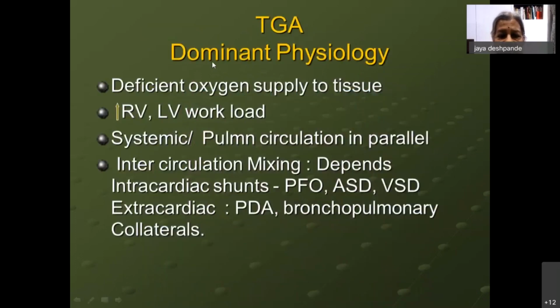Now, what is the physiology in transposition of great vessels? There is deficient oxygen supply to the tissue. Therefore, there is increased RV and LV workload. The circulations are in parallel to each other. And intercirculation mixing is important, and it depends on whether there are intracardiac shunts like PFO, ASD or VSD, or extracardiac shunts like patent ductus or bronchopulmonary collaterals.